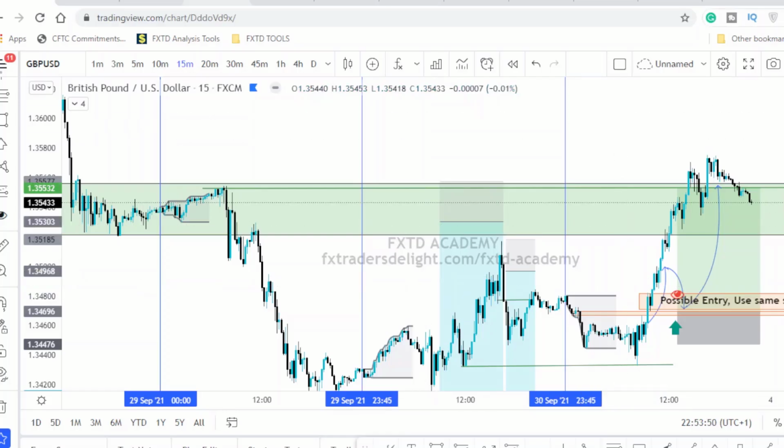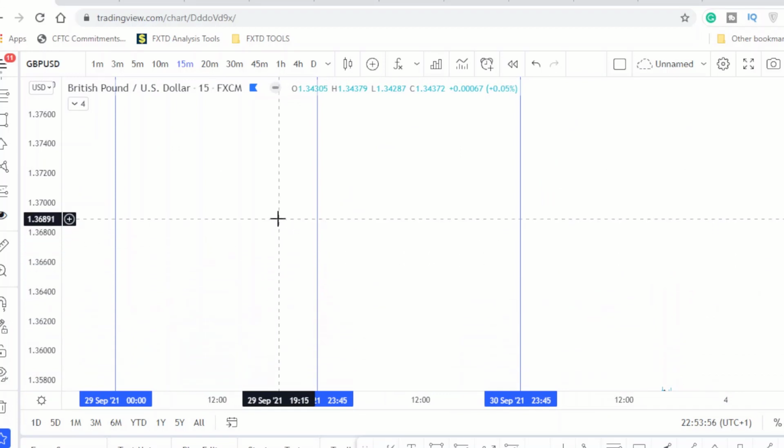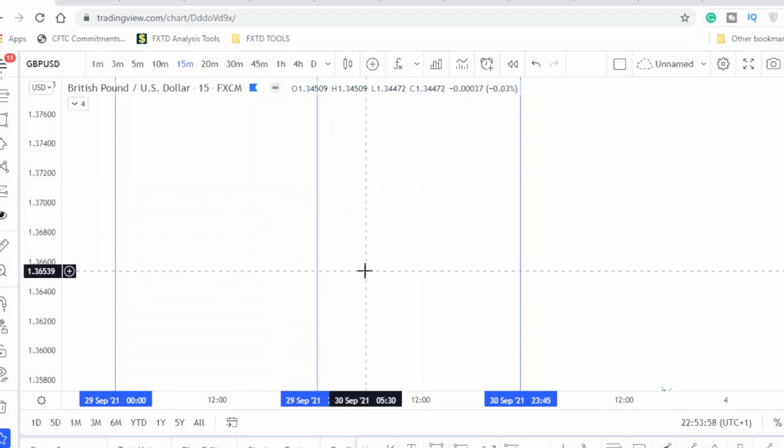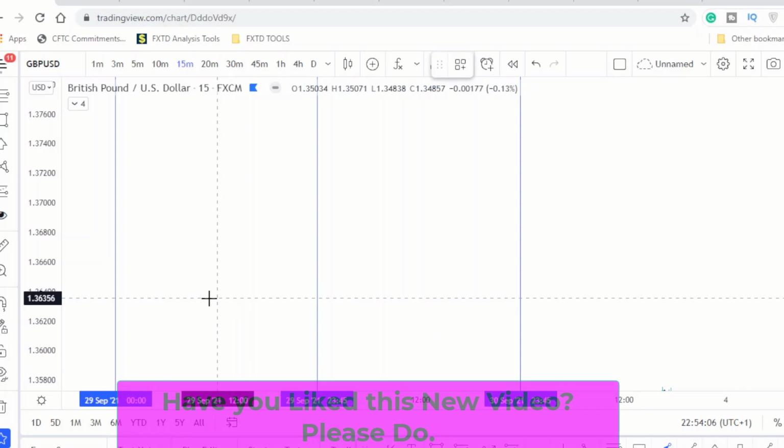Now, when we talk about price action lessons, we're actually talking about how you can be profitable while you trade forex. First, you must understand what market structure is and how market structures are formed.